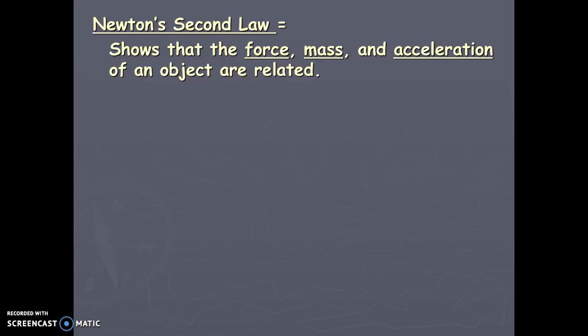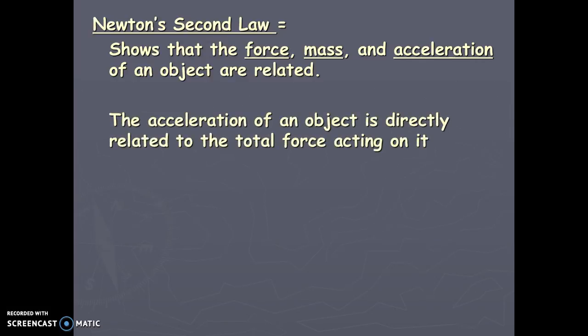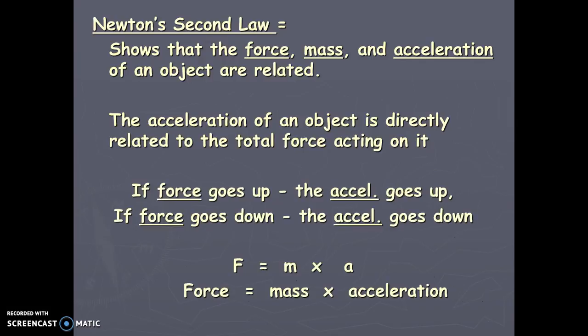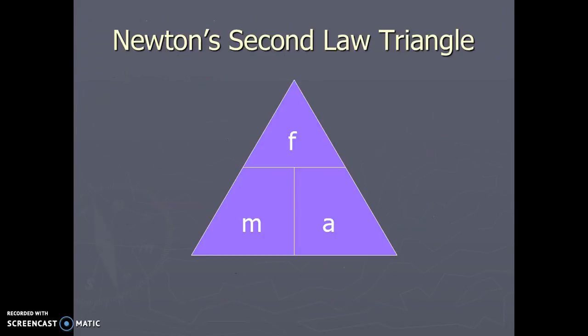Newton's second law relates force, mass, and acceleration. The acceleration of an object is directly related to the total force acting on it. I'm going to show you a formula here in a second. They also showed you that formula in the video. If the force goes up, the acceleration also goes up. If the force goes down, the acceleration also goes down. That's called a direct relationship. One thing goes up, the other thing goes up. That's direct. The formula for this is F equals m times a, which is mass times acceleration.